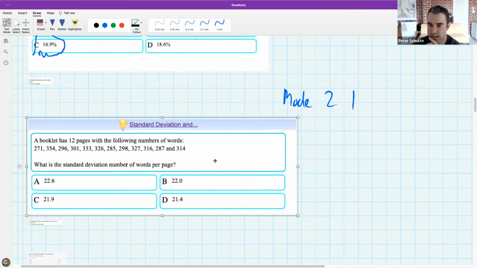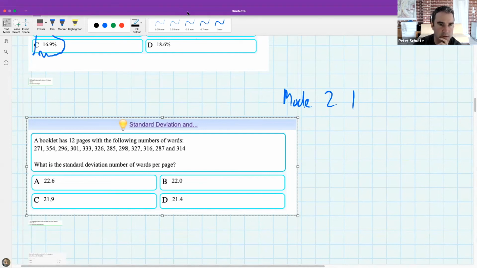Am I going a little bit quickly there? All right. So should I bring up my calculator again? So maybe I should bring it up.